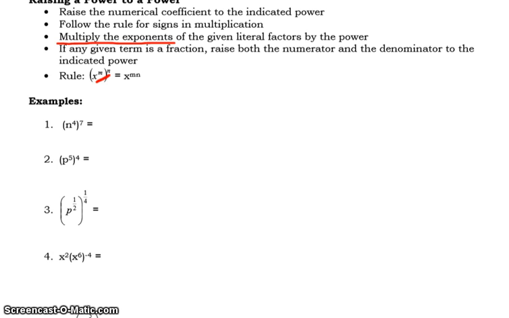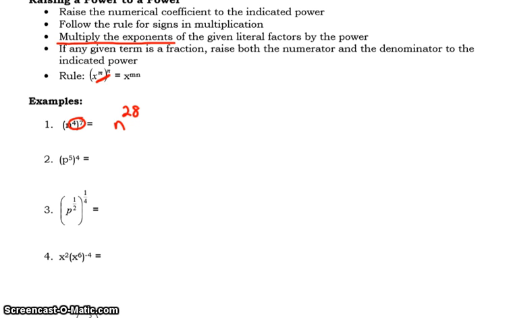So if we look at number 1, I've got n to the 4th power raised to the 7th power. I've got two exponents there, a power to a power, and what we say, a power to a power is a product. So it's n to the 28th power, because 7 times 4 is 28.